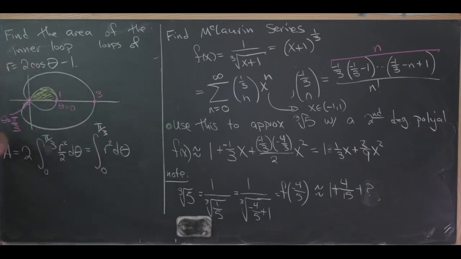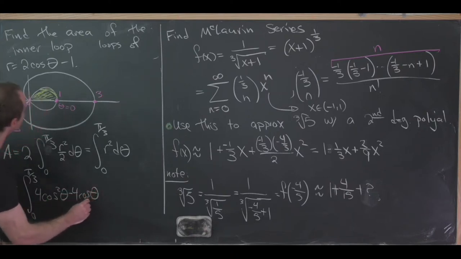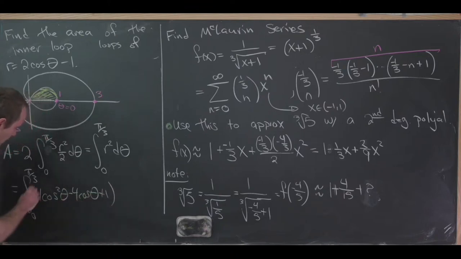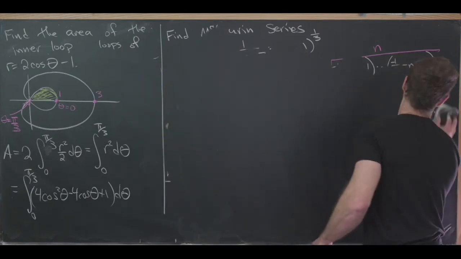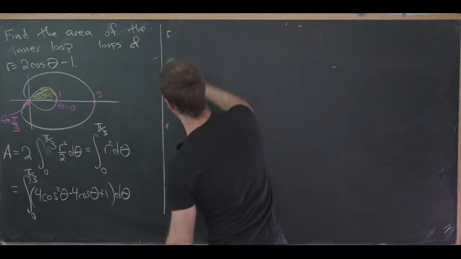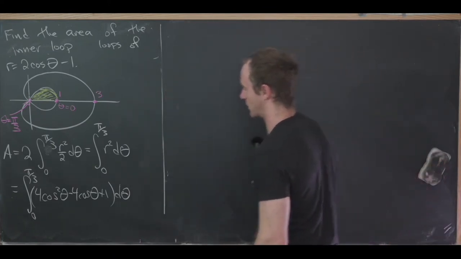Now, this r squared will square this function right here. That'll give us the integral from 0 to pi over 3 of 4 cosine squared theta minus 4 cosine theta plus 1, just by multiplying that out, d theta. So now let's see where we can go from there. So now we'd probably like to use a power reducing formula for the cosine squared.